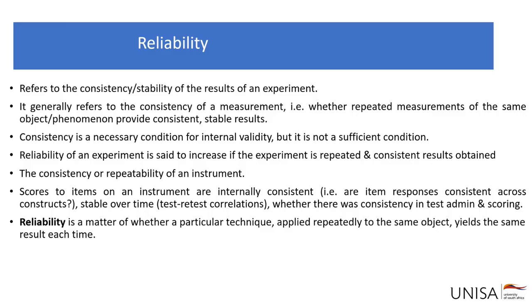That's reliability. Reliability of an experiment is set to increase if the experiment is repeated and consistent results are obtained. So if I get the same results consistently and repeatedly when I do that experiment, then I'm achieving reliability. The consistency or repeatability of an instrument: I use the same instrument, test the same phenomenon, measure the same kind of variable, and I should then be able to get the same result.